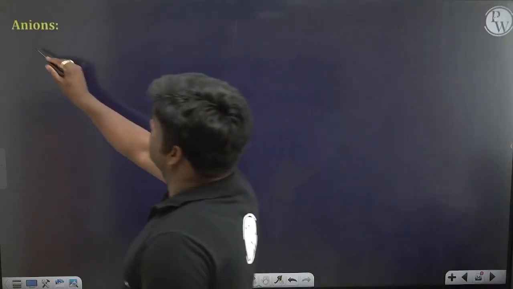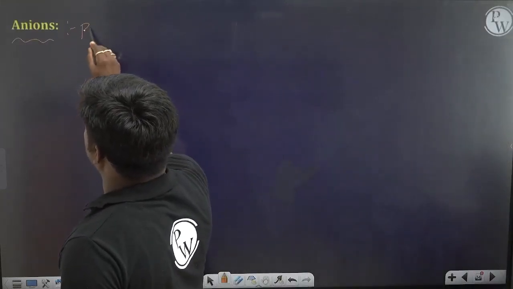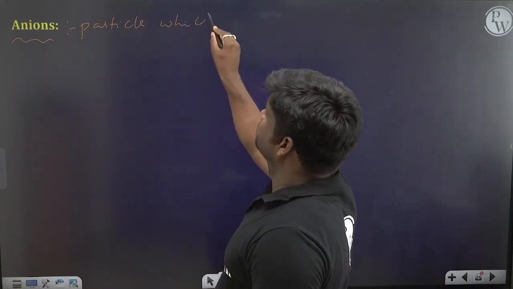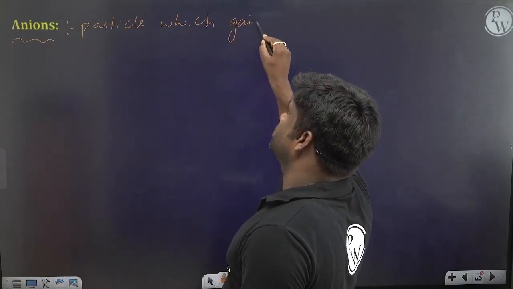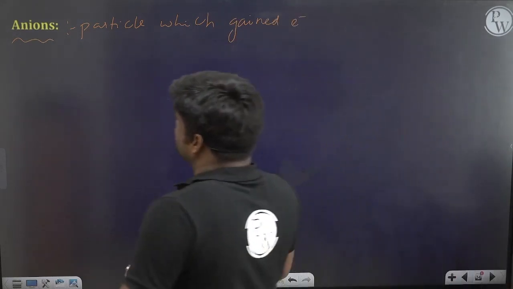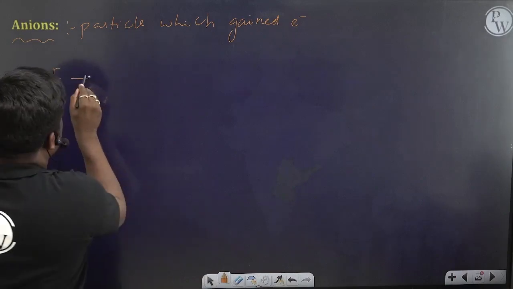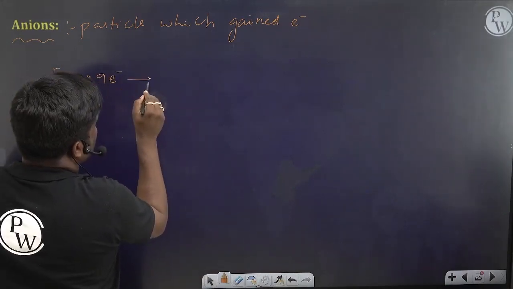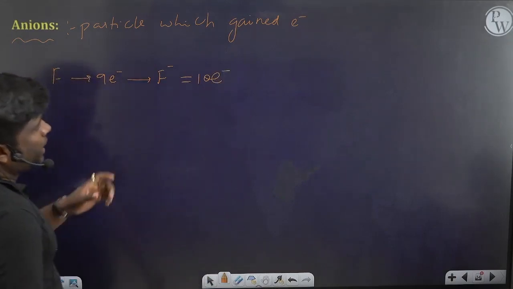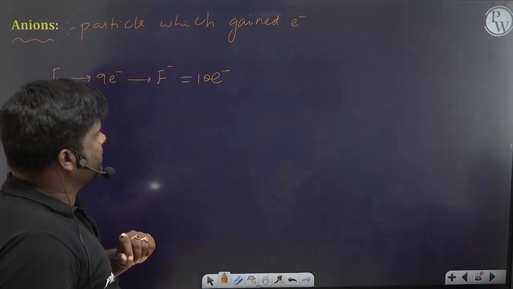Anions means what? It is the particle which gained electrons. For example, fluorine. Fluorine atomic number is 9, 9 electrons are present. F minus. F minus means how many electrons are present? 10. F minus means 1 electron is gained by it.